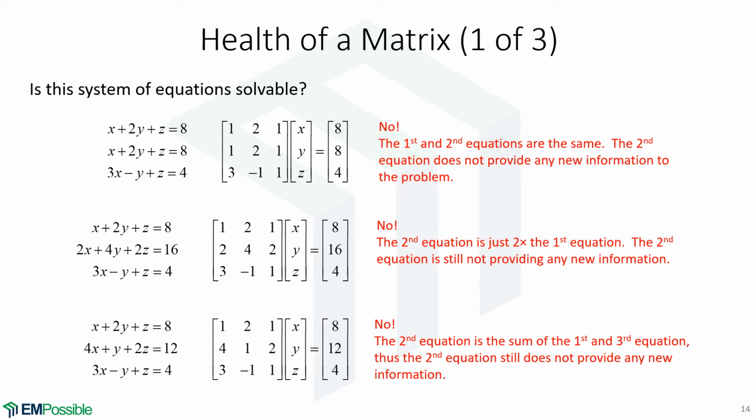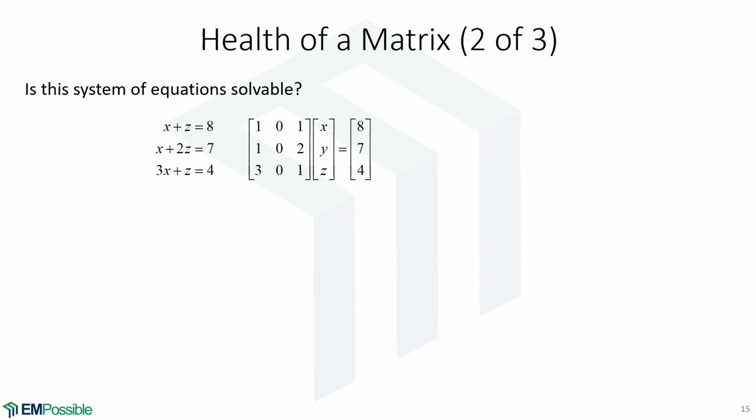So I would call all of these matrices unhealthy matrices. They're ill-conditioned matrices. Okay, is this system of equations solvable? No. Notice there's an entire column here of all zeros. There's no information about y anywhere. So how can we determine what y is? So that system of equations is not solvable.